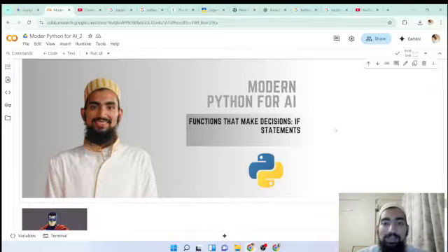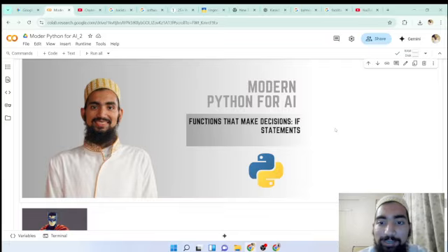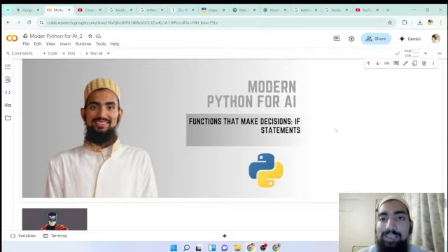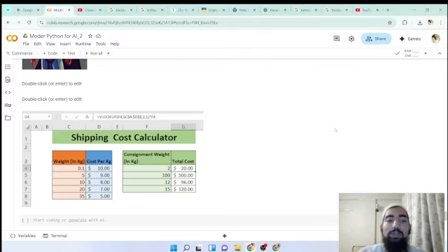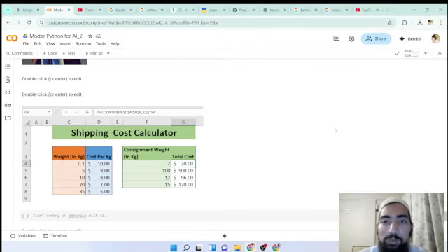You can use the power of functions and the power of conditional statements, if and else statements, together to make it more and more powerful. Let us understand it by an example. So, for example, you want to make a shipping cost calculator. How would you do that?